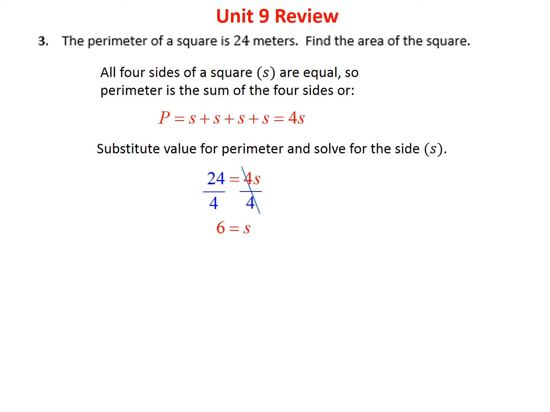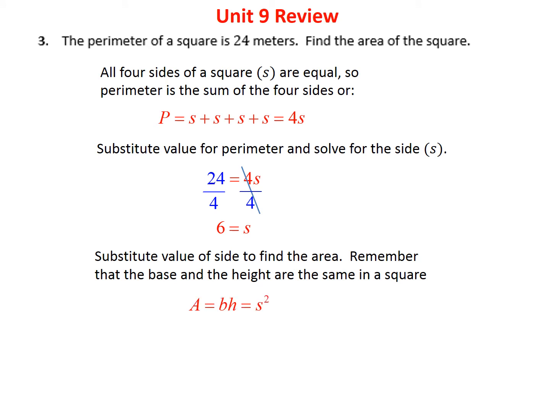Now that I know that, I can find the area. Remember, the area is base times height, but in a square, the base and the height are exactly the same. So base times height is just side times side, or side squared. So we'll plug in our 6 meters, and we get 6 squared, or 36 meters squared, and that's our answer for the area of the square with a perimeter that is 24 meters.